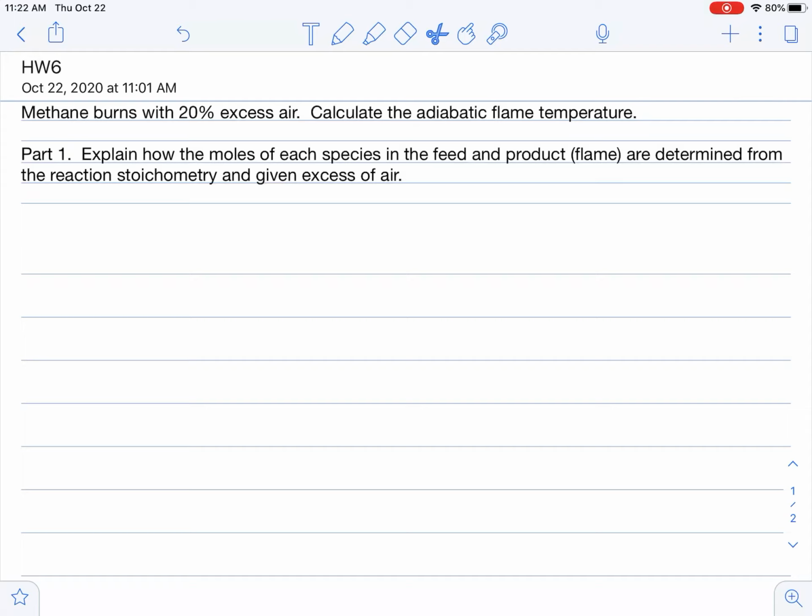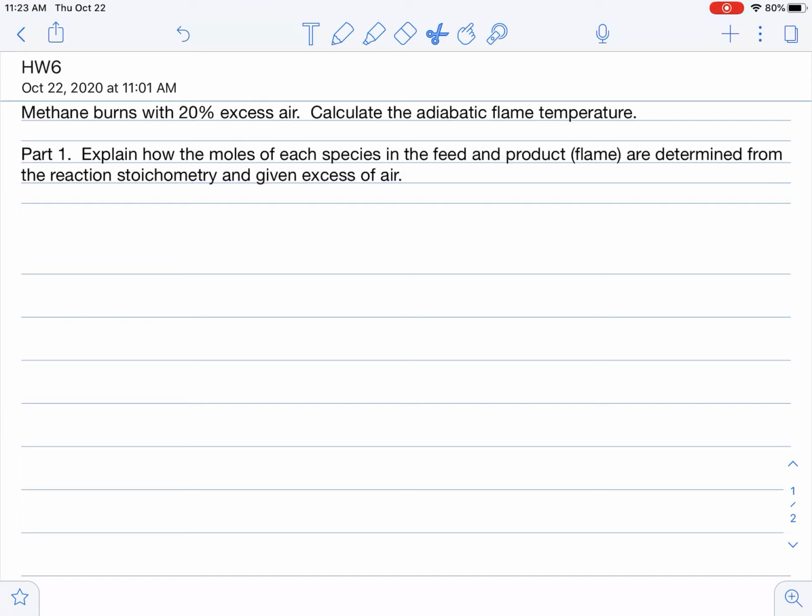Methane burns with 20% excess air. Calculate the adiabatic flame temperature. So for part 1 of this problem, we want to explain how the moles of each species in the feed and the product are determined from the reaction stoichiometry and the given excess of air.